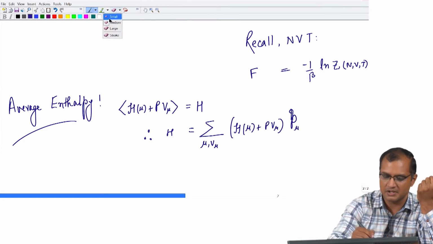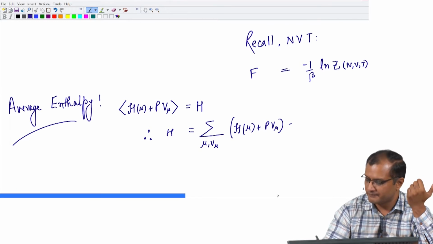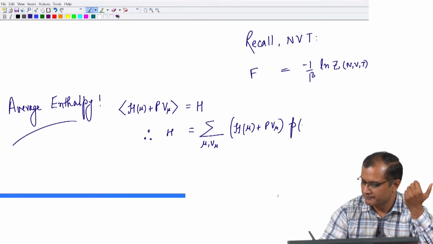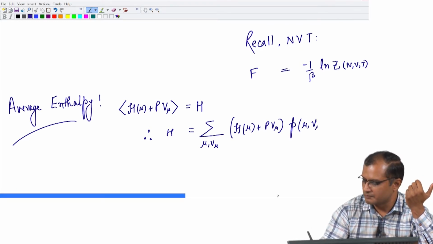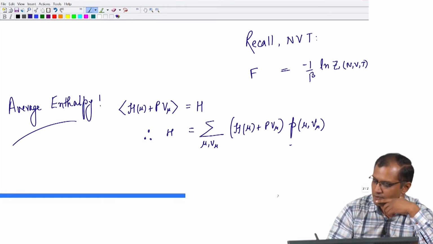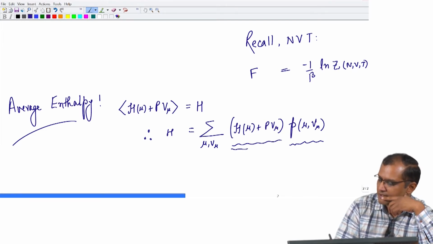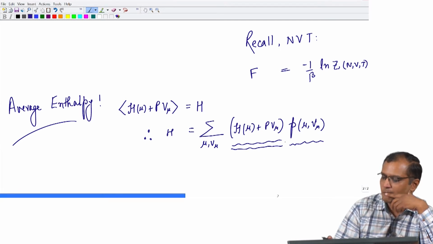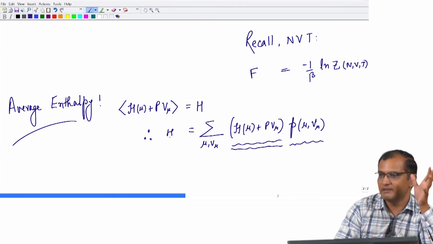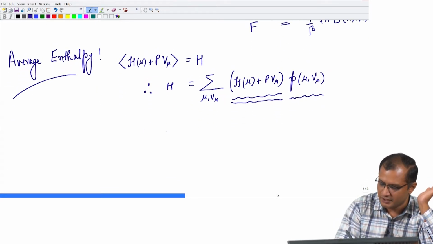Remember, our distribution is now jointly specified by the microstate and the volume. So, this is my distribution, and in this distribution I am going to sample my variable, which is the enthalpy, and at the end of the sampling what I will get is the average value of the variable that I have sampled in this distribution.